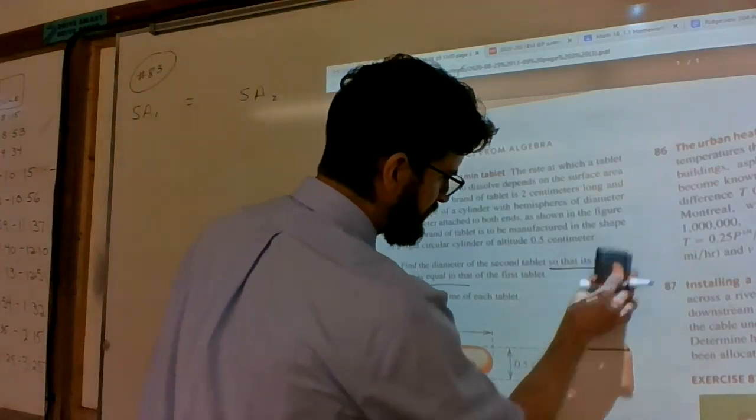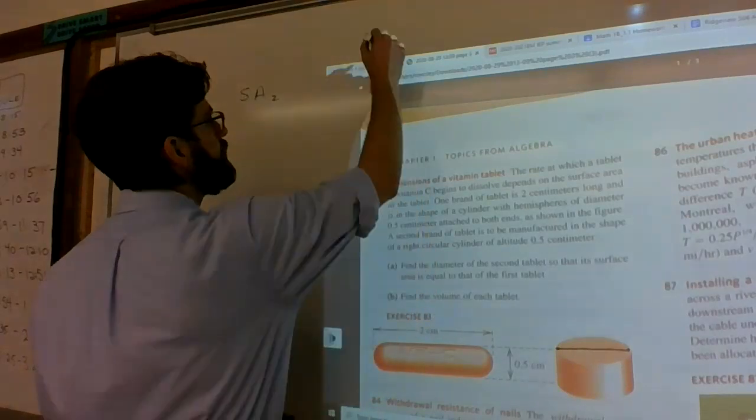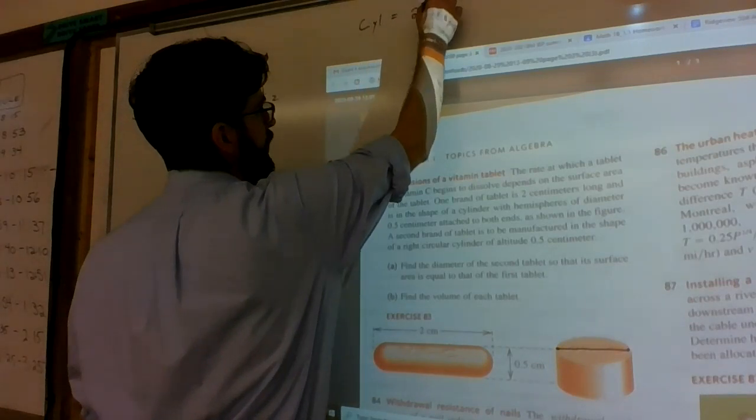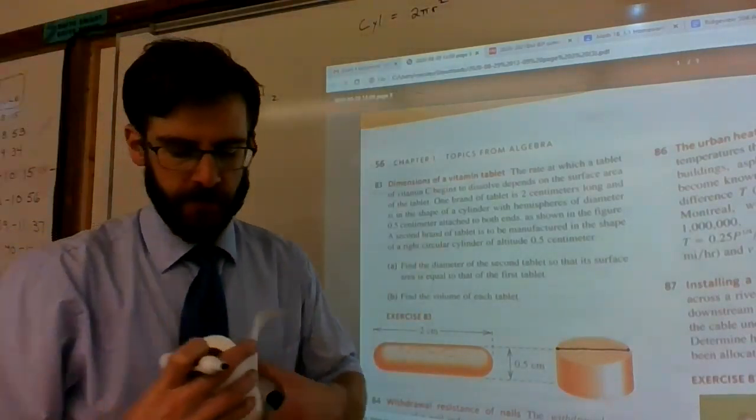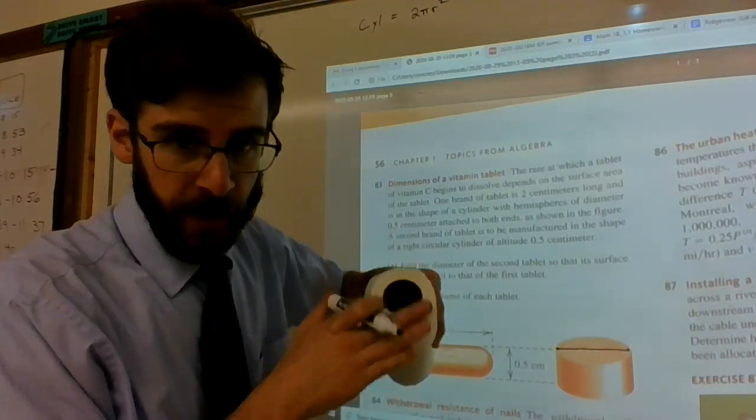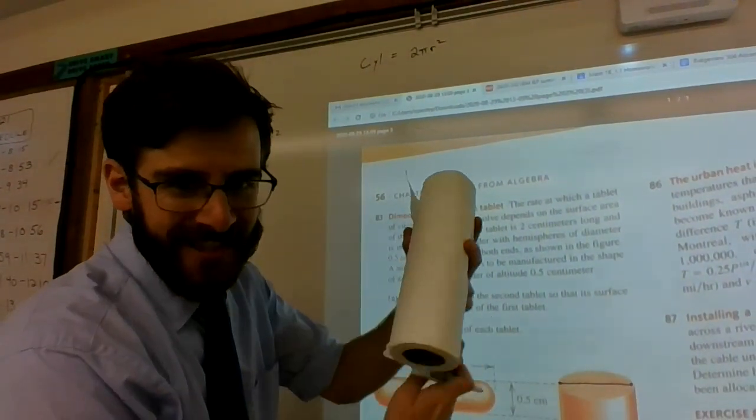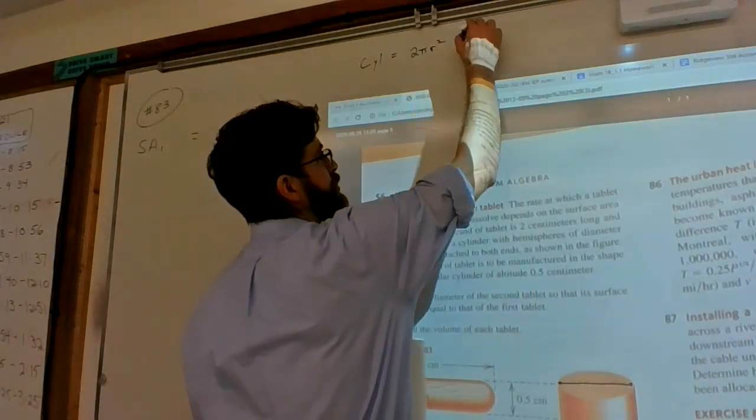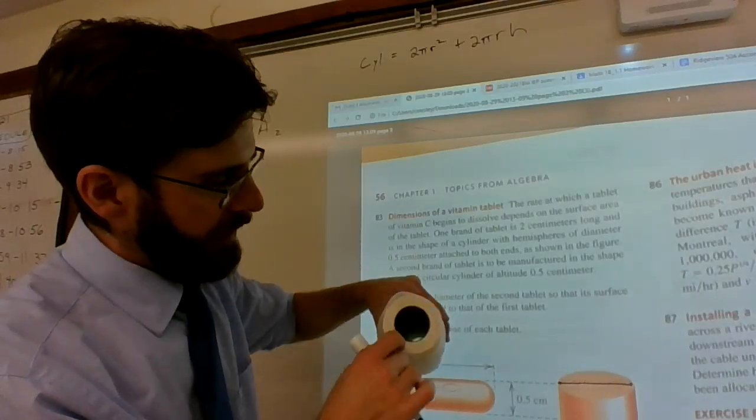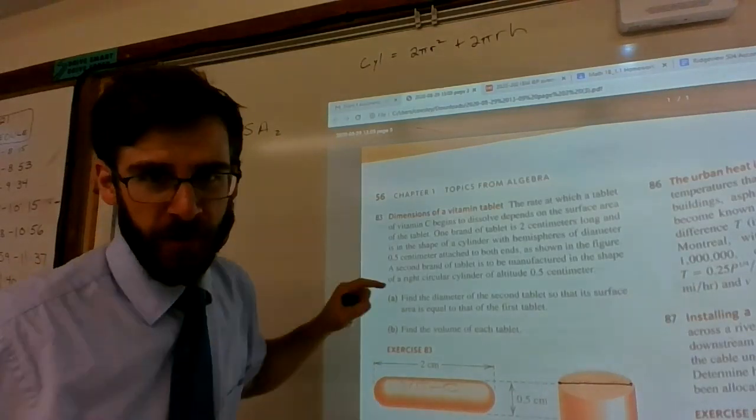So if you check out surface area formulas, the surface area of a cylinder is equal to 2 pi r squared. That's because there is a circle here and a circle here. So pi r squared plus pi r squared is 2 pi r squared. The curved surface area is 2 pi rh. The 2 pi r comes from the circumference of the circle. That's the surface area for this first part, okay?